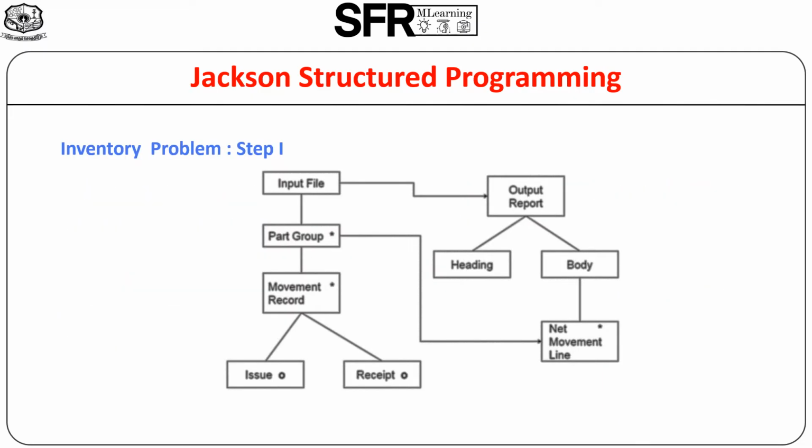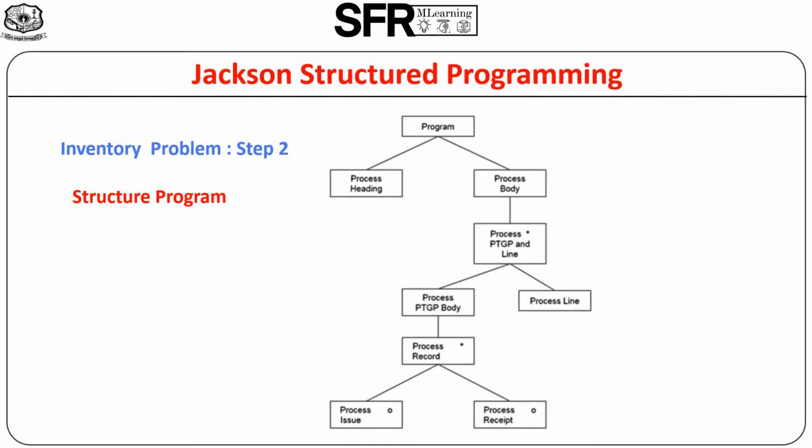The Jackson structured method is illustrated by using an inventory problem. This figure represents the tree structure of an input and output file of an inventory problem. The input file contains various records which have a part number. Each record has a part number along with the number of units of issue of items and the number of units of receipt of items during a transaction. The collection of part numbers or collection of records is called a part group. The output file to be produced from the input file contains a heading and the body. The body contains the net movement line, which is derived from the part group.